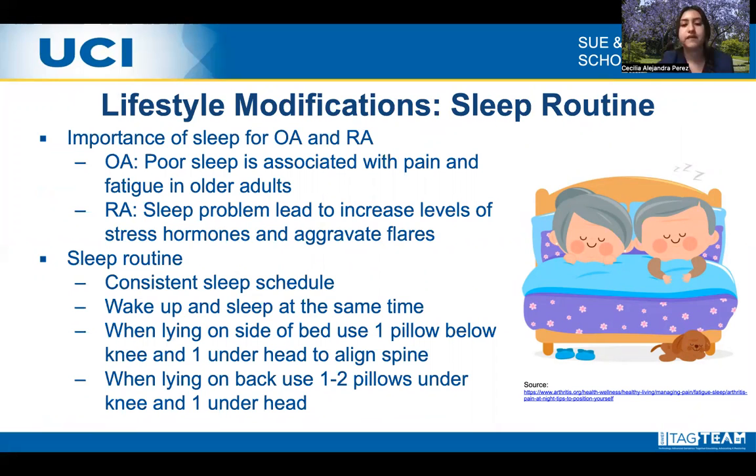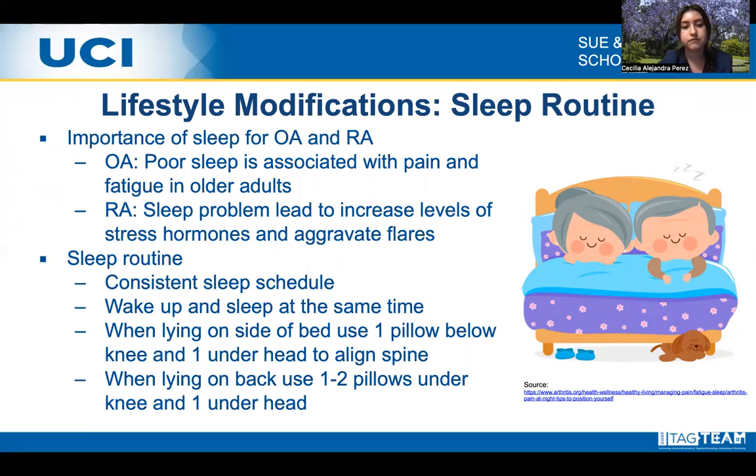So another type of lifestyle modification that people with arthritis can do is have a good sleep routine. Sleep is very important for osteoarthritis and rheumatoid arthritis. In older adults with osteoarthritis, poor sleep is associated with pain and fatigue. For individuals with rheumatoid arthritis, sleep problems lead to increased levels of stress hormone and aggravate flares. A sleep routine can be implemented to improve sleep quality.